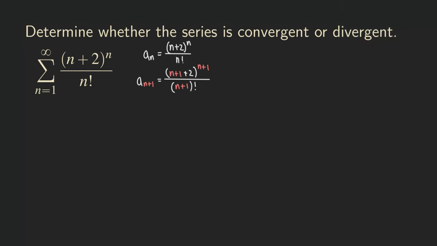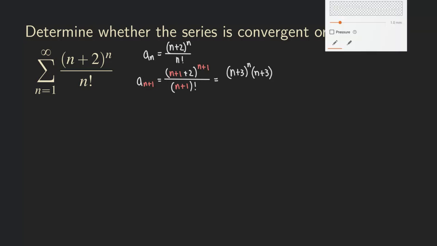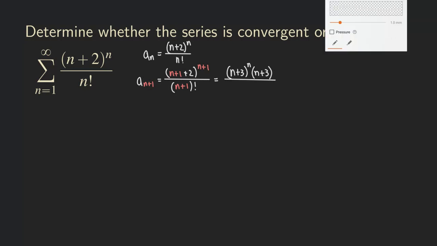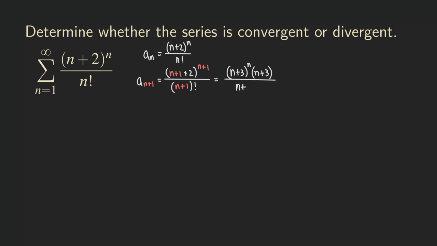Okay, and if we simplify this, then we are going to get n plus 3 to the n times n plus 3 to the first power. And then in the denominator, we are going to get n plus 1 times n factorial. You may ask, why do I put it in this form? You will see when we do the ratio test.